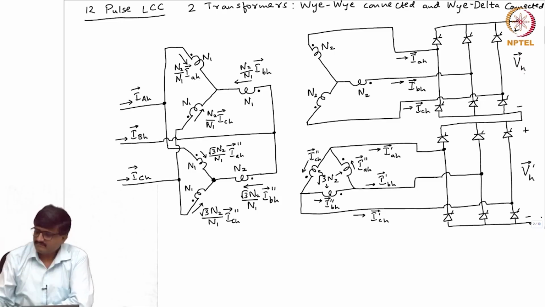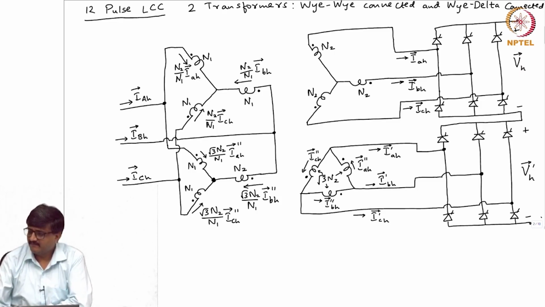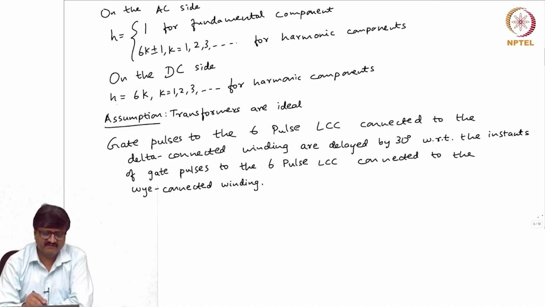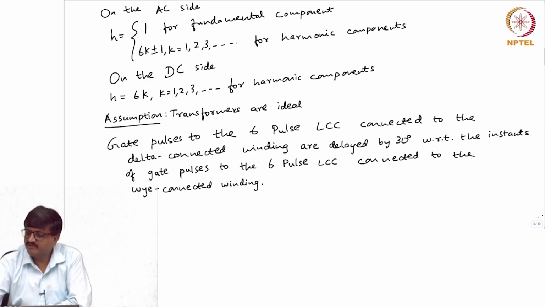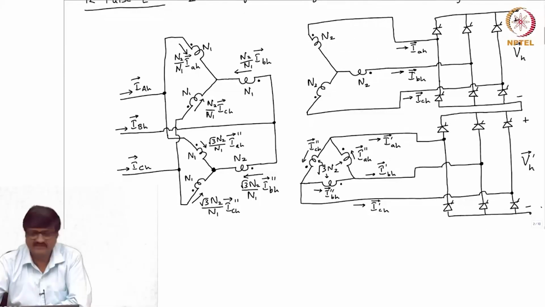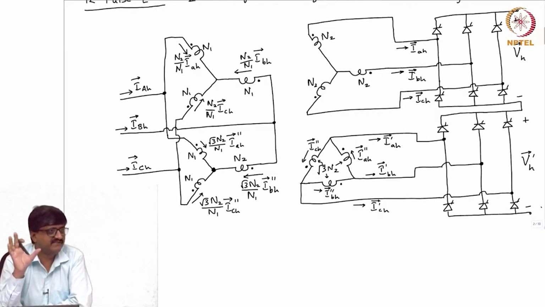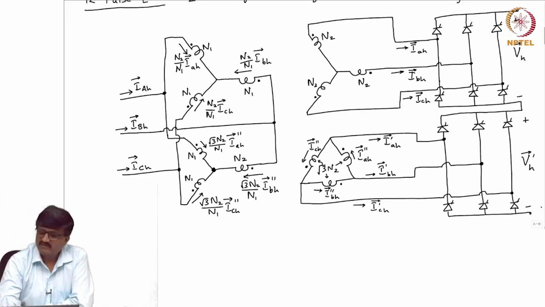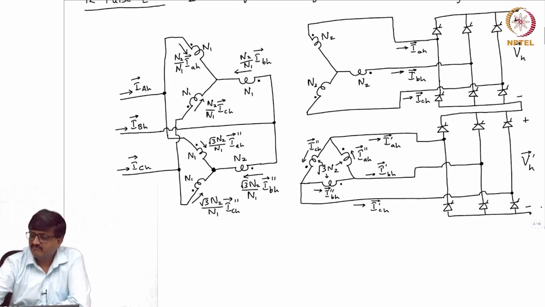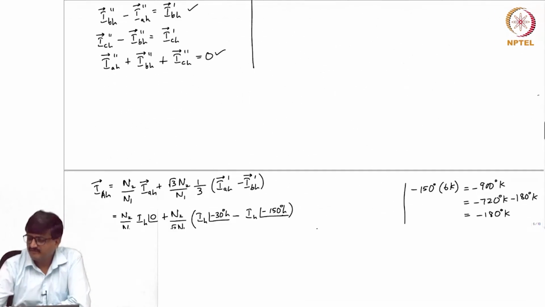I think, say on the DC side, H is equal to 6k for harmonic components. So, H is defined only for harmonic components. I am only showing the harmonic components in the figure. When I say VH and VH prime, it is not the average value. H is standing for harmonics. So, we are trying to analyze what happens to the harmonics. VH and VH prime are actually the harmonic components.